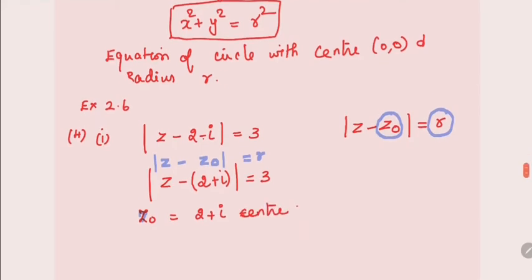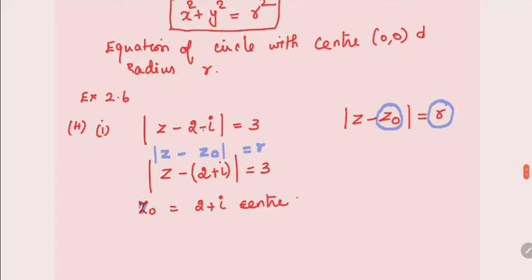And what is the radius? Here the number on the right side is the radius. It's a positive real number. So the radius, denoted by r, is equal to 3. So this is the answer.